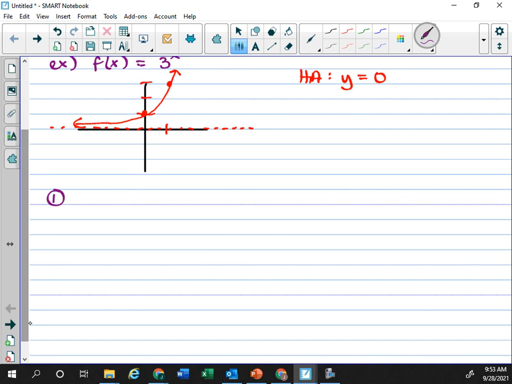All right, let's do f of x equals 2 times 3 to the x plus 1, and then minus 4 outside of that. We're just throwing lots of transformations at you all at once here.